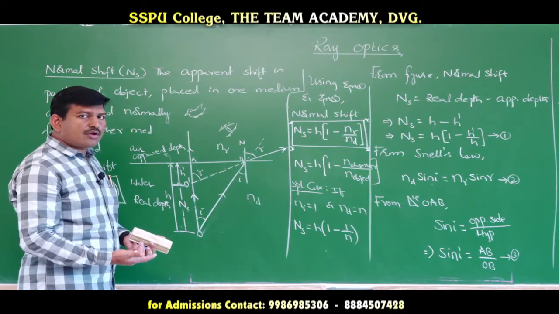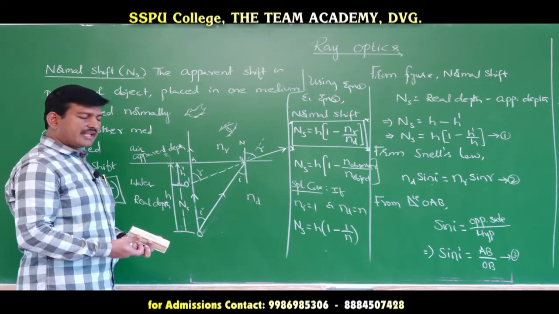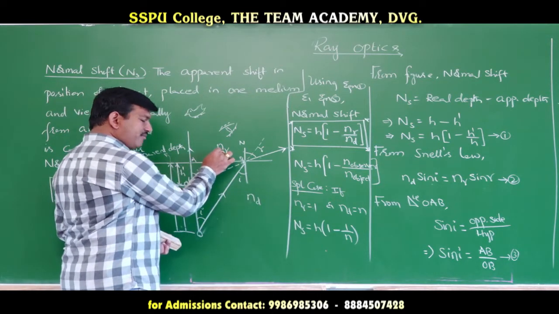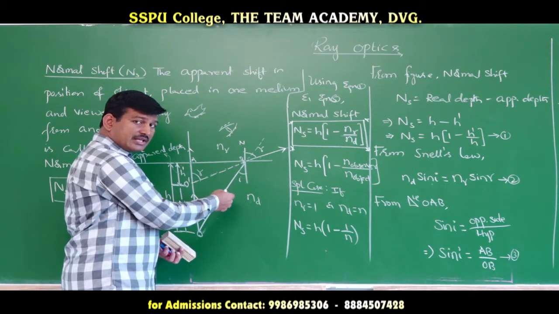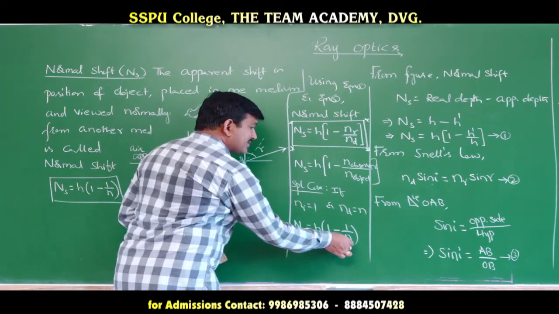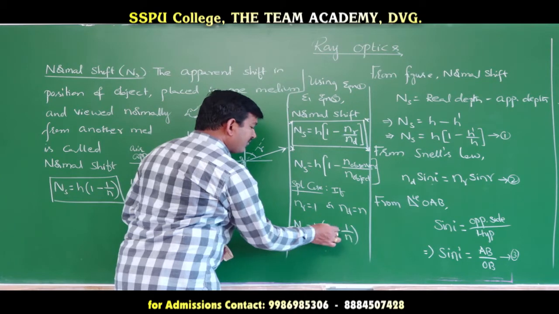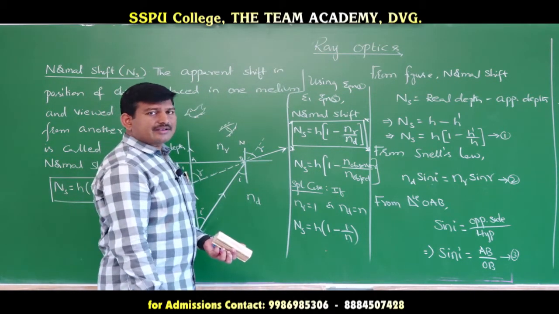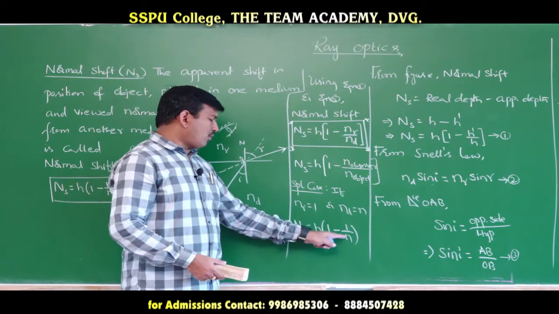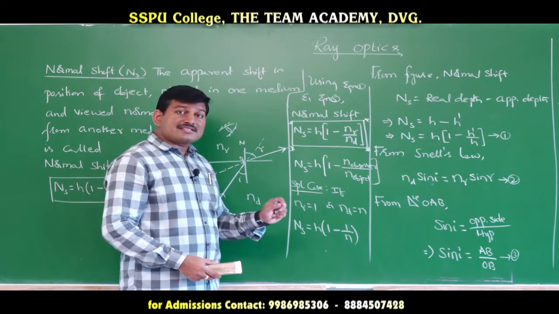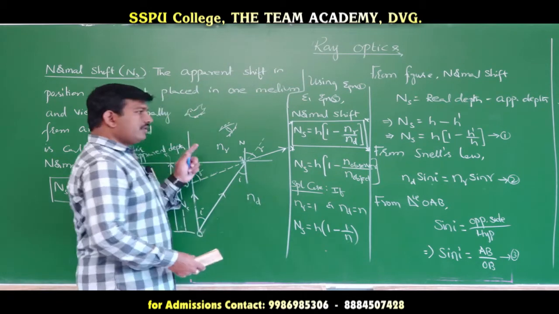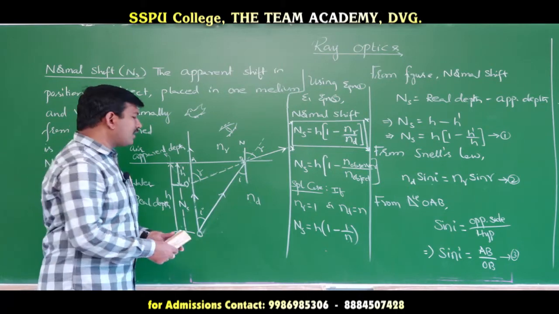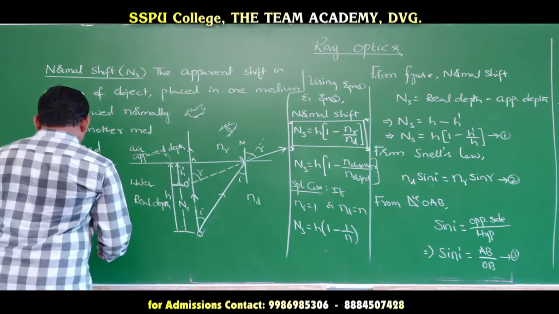Then will you have the normal shift positive or negative? In this example we already got this value. Here this is air medium 1, and water will have a refractive index more than 1. 1 by more than 1 is less than 1. Therefore 1 minus less than 1 is a positive value or negative value? 1 minus less than 1 is positive. So Ns is positive. Ns positive says that the shift is towards the observer.